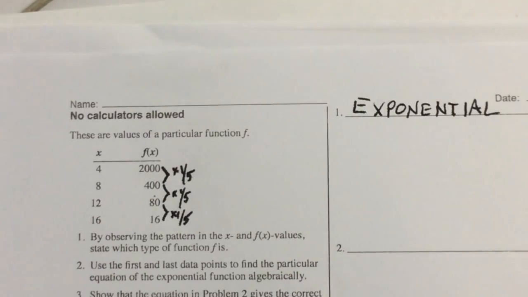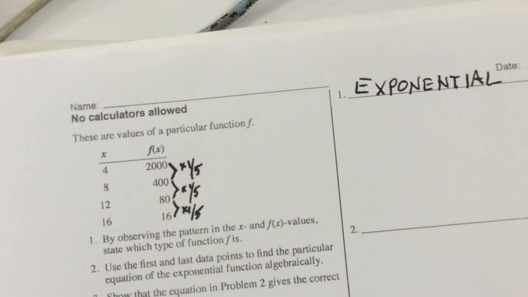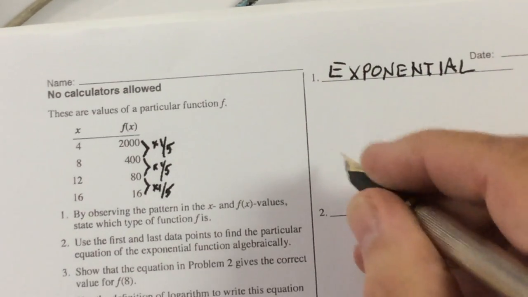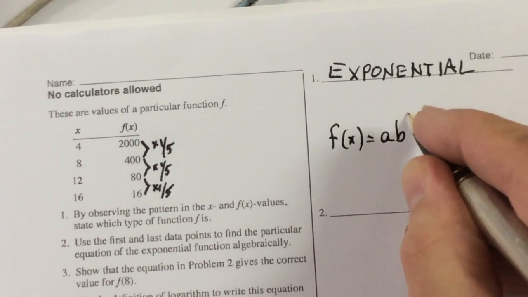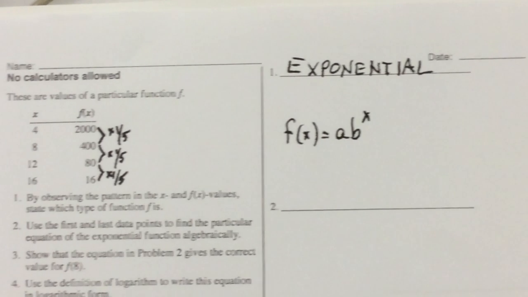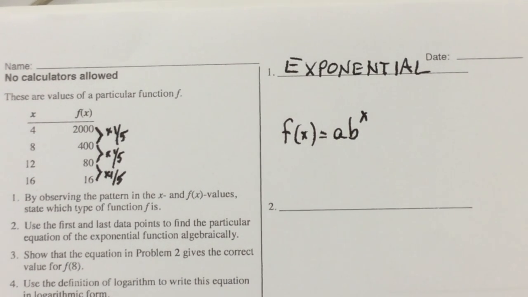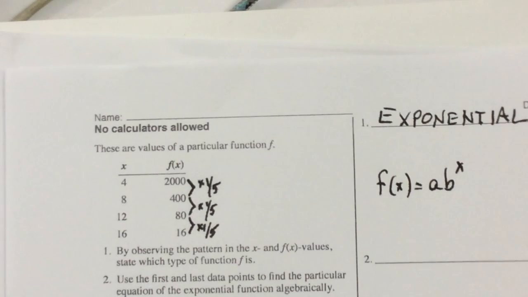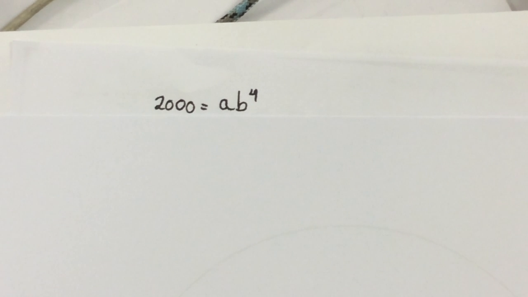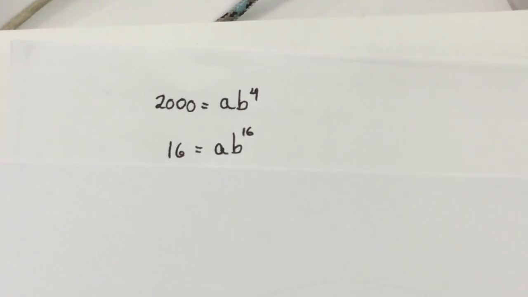The first step in doing this is figuring out what the format of it all is going to be, and it's f of x is equal to a b to the x power. Everybody okay with that? Okay. So then we start to take some values. If x is equal to 4, f of x is equal to 2000, and that can be written like that. And we take another value, let's say 16.